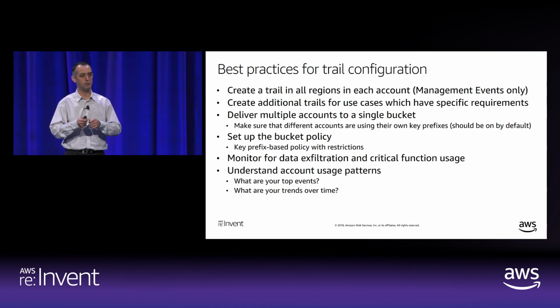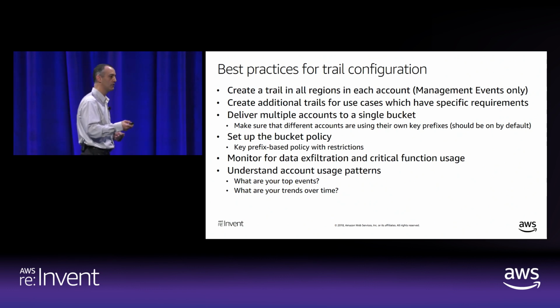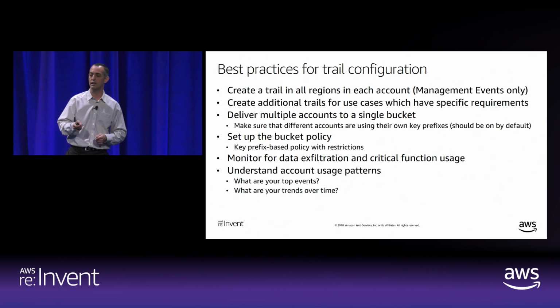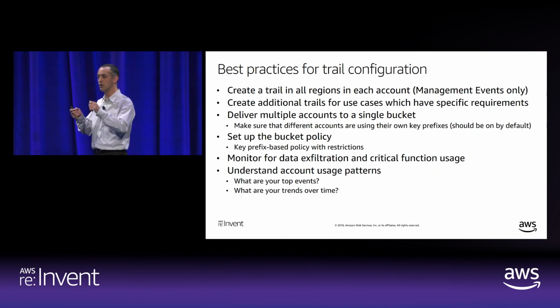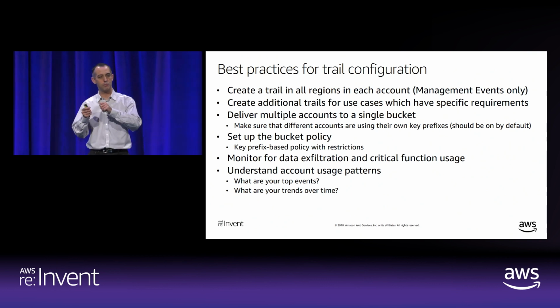That folder structure is broken down by account ID, and it's also broken down by trail if you configure a prefix in the trail. So you can literally control who gets access to the output of which trail in which account, and it's up to you to decide how you want to partition it. But we do recommend that you set it up explicitly and that you don't just give everyone access to everything.